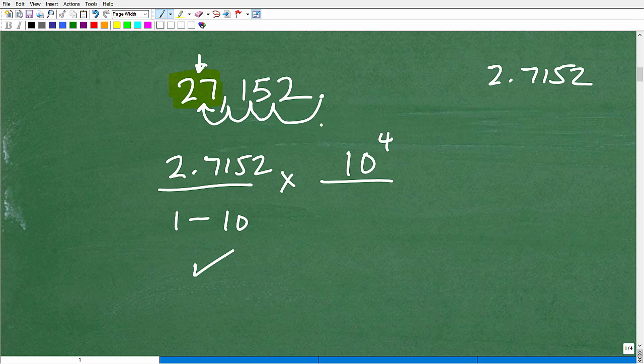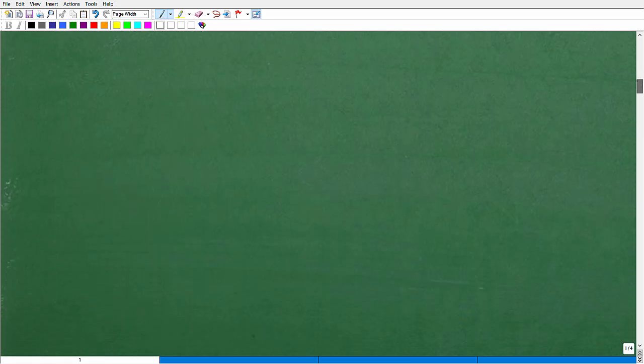Here in this particular problem, I had to move the decimal point to the left, okay? When I moved the decimal point to the left, the power was positive. Let's take a look at another example, because scientific notation can go in a different direction. How about this number?